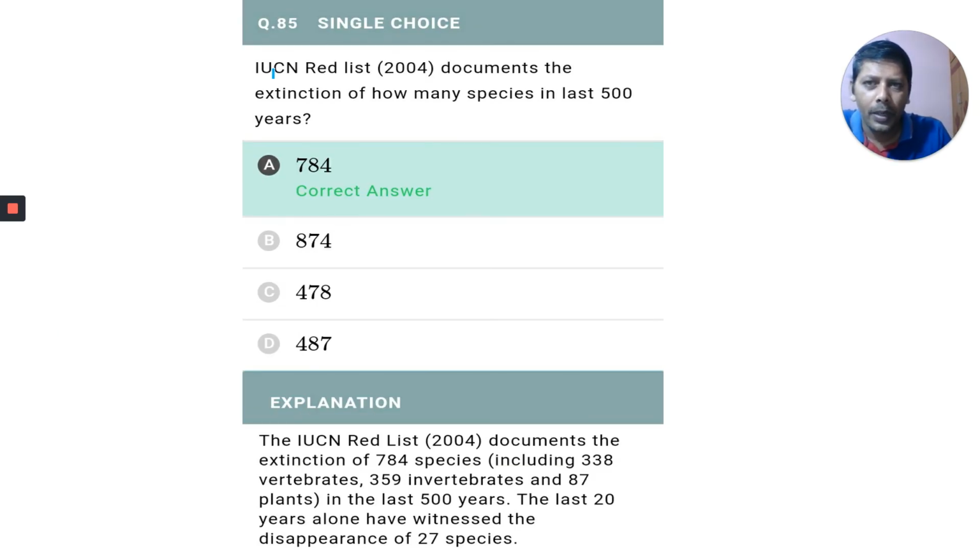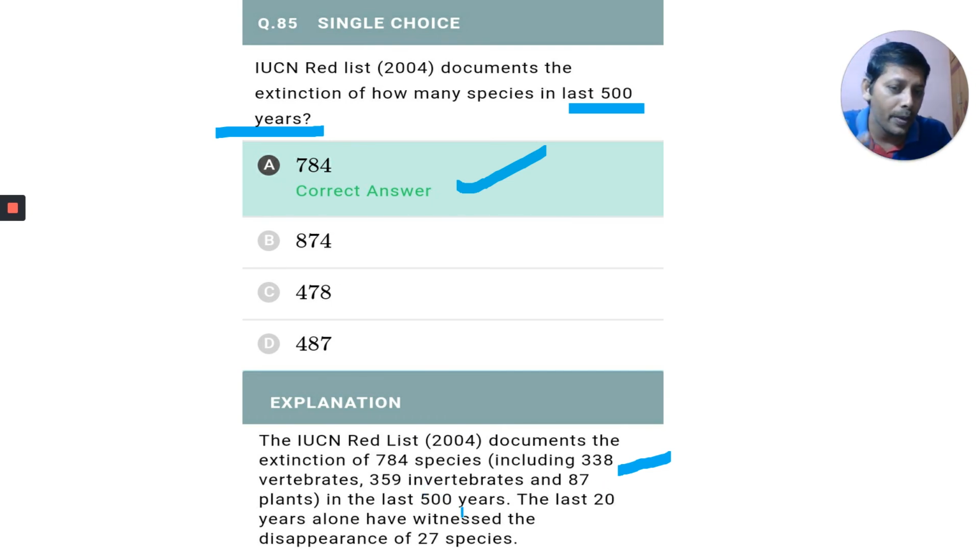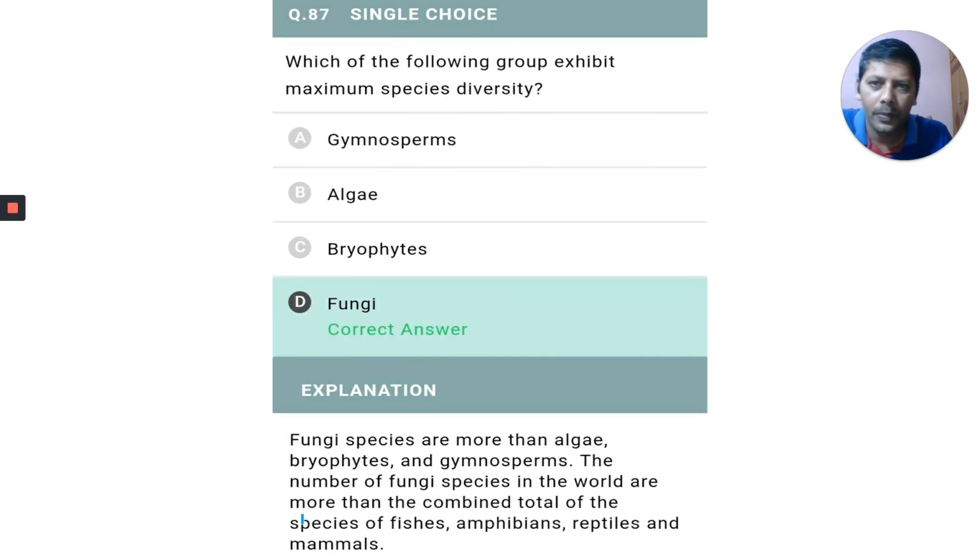Okay, IUCN released in 2004 documents on the extinction of how many species in the last 100 years. How many species have become extinct? The number is 784. Among these 784, 388 are vertebrates, 359 invertebrates, and 87 plants in the last 500 years. In the last 20 years, 27 species became extinct.